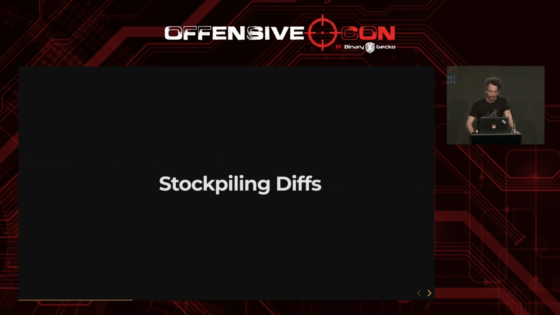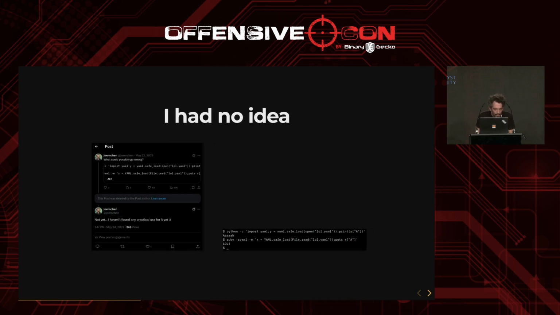Right. So I talked a bit earlier about stockpiling parser differentials. That idea is great, and that was in 2023. I had no idea what this was good for. I found a parser differential in YAML between Python and Ruby. So I could make the same key under Python output something different under Ruby. And I put it on Twitter, and someone asked me, hey, is this a bug you found? I was like, no, but I mean, it's a bug, but I have no use case for it yet. I haven't found anything useful.